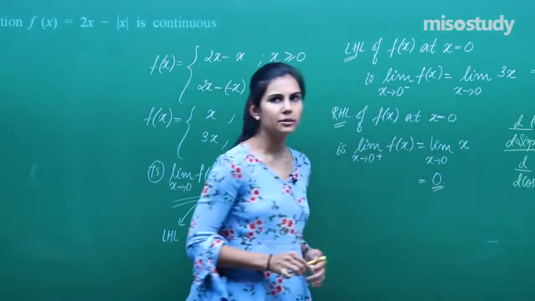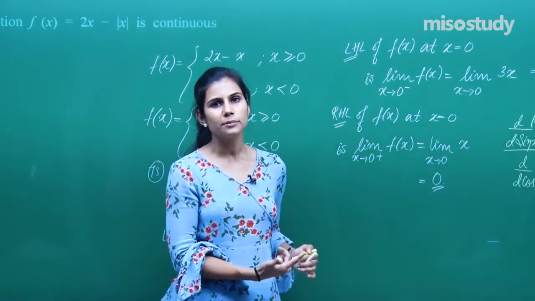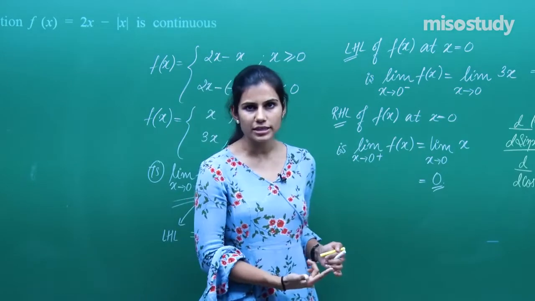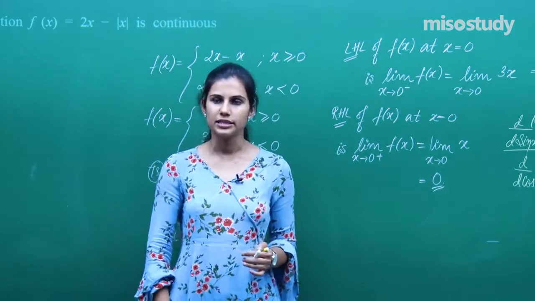You are getting left hand limit of f at 0 is equal to right hand limit of f at 0 is equal to the value of the function at 0. So my function is continuous at 0.